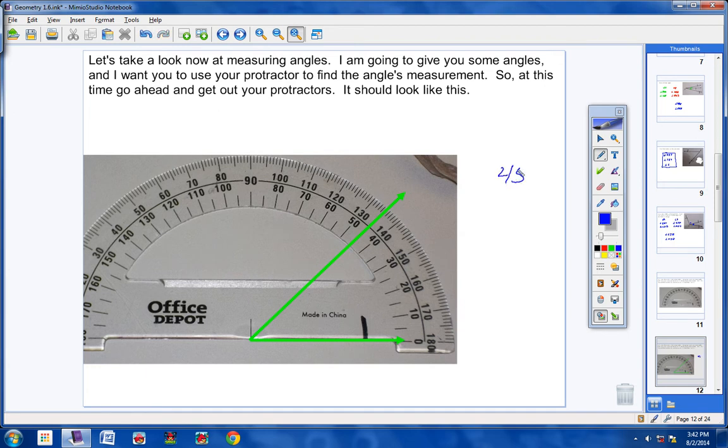But then look, there's another set of numbers here. Look, here's 180, 170, 160, 150, 140. Here's 130. It's right in the middle of 130 and 140. So I'm going to put 135. So here's my question. Which one of those two numbers, 45 degrees or 135 degrees, is the correct answer? It's only one of those.